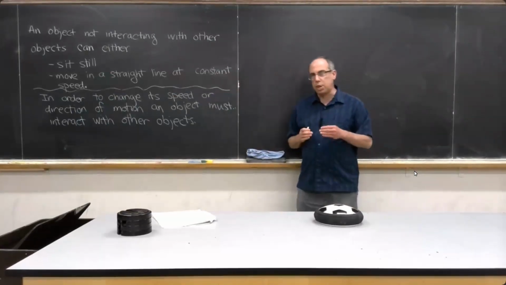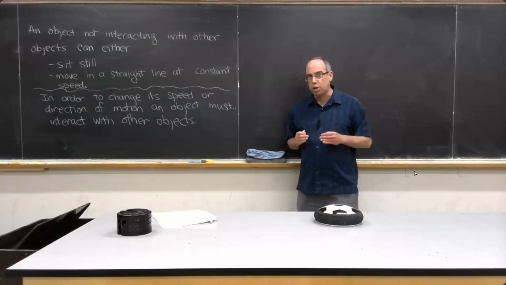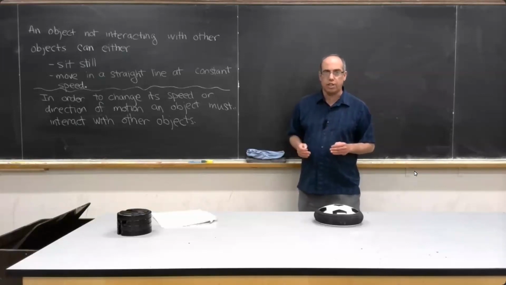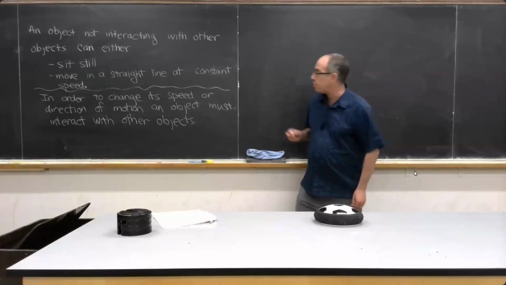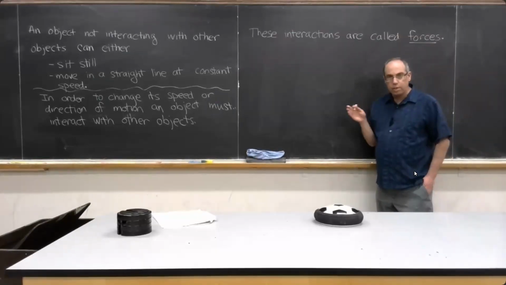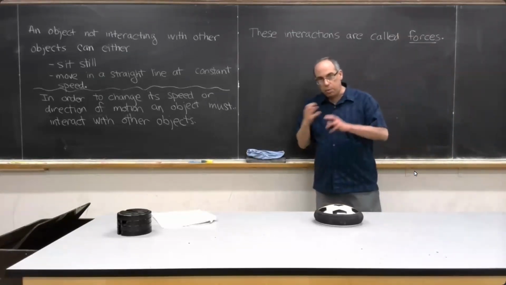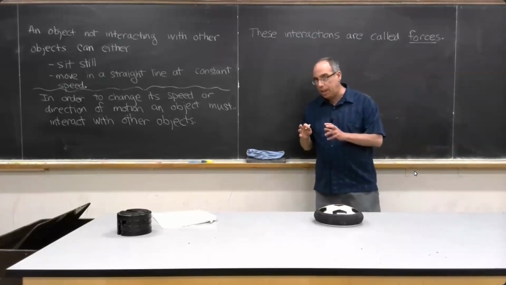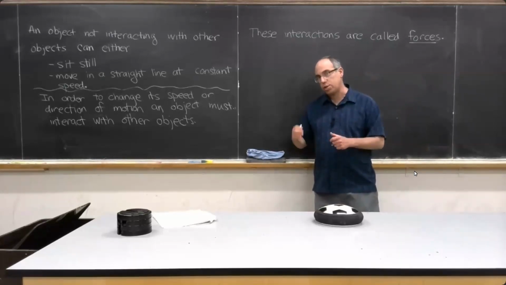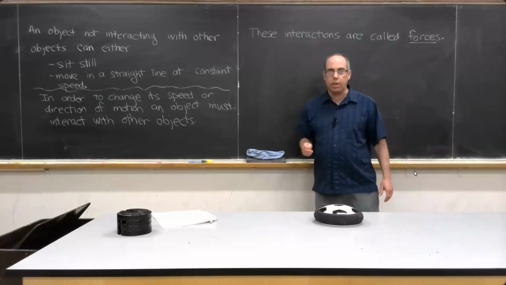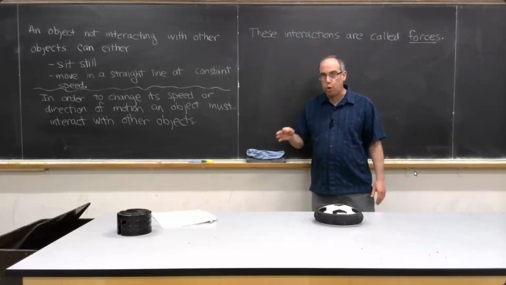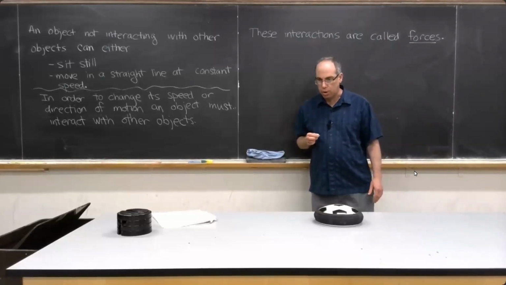In order for an object to change its speed or direction of motion, it must interact with other objects. These interactions between objects that allow the objects to change their speed or direction of motion are called forces. So in the rest of this video, I'm going to go over some basic ideas which apply to all forces. And then in the following videos, we're going to start going one by one through the four forces which come up over and over in this course.